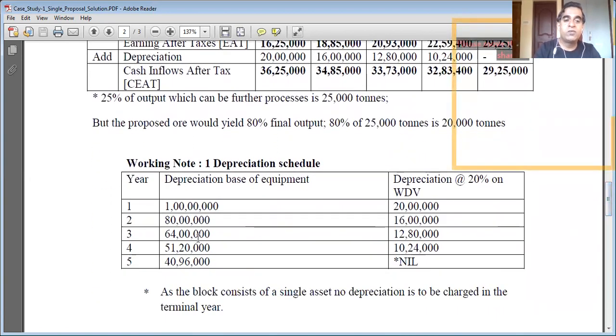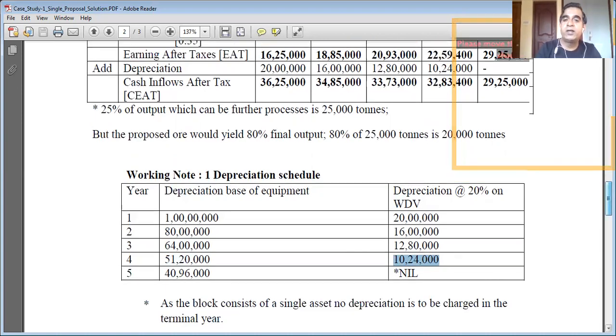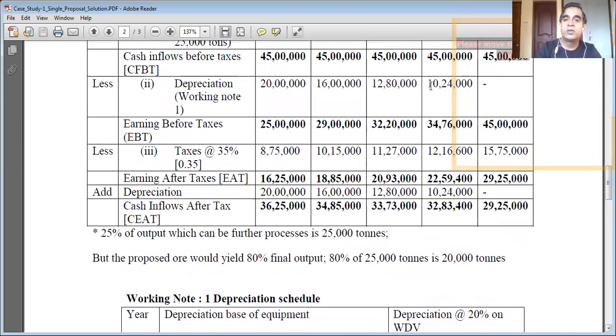Then again, 64 lakh minus 12 lakh 80,000 is equal to 51 lakh 20,000 rupees, the depreciation base of equipment in the fourth year. So 20% of 51 lakh 20,000 is 10 lakh 24,000 rupees, which we write in the fourth year column. So 10 lakh 24,000 rupees depreciation in the fourth year. The fifth year we have left blank.